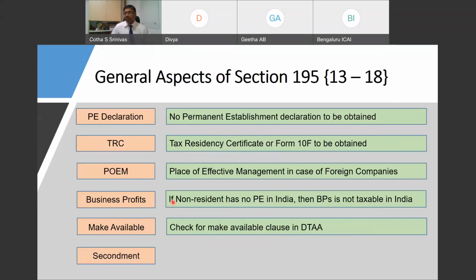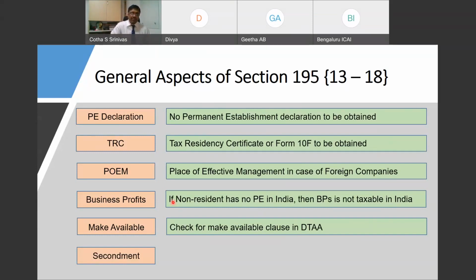If a make available clause is there, as certain DTAs say, and the technology is not made available, it will not be considered royalty or fees for technical services. Then it should be considered business profit. If it is business profit and they don't have a PE in India, then that is not subject to taxation.